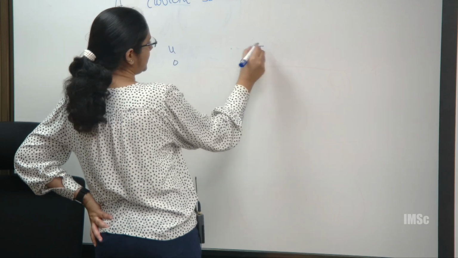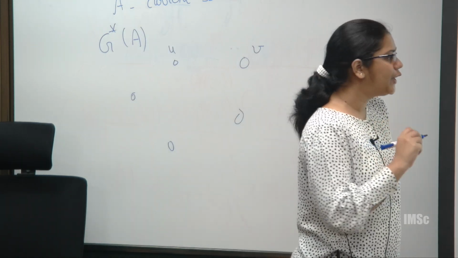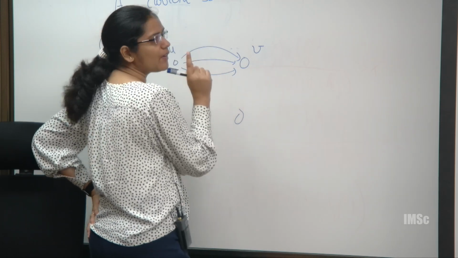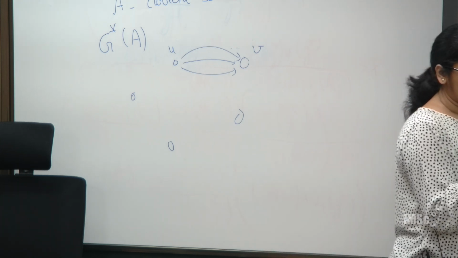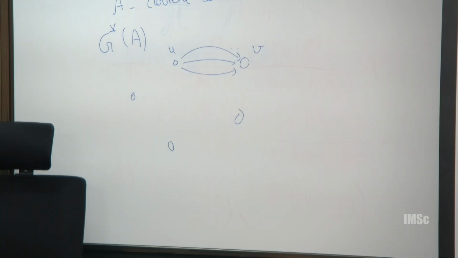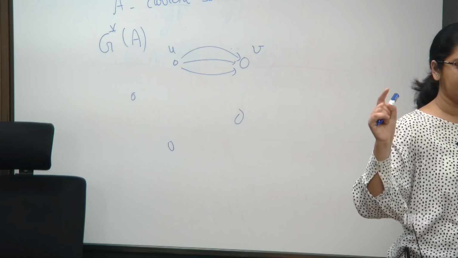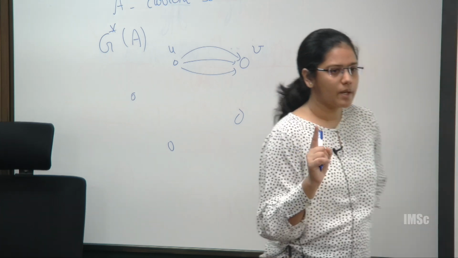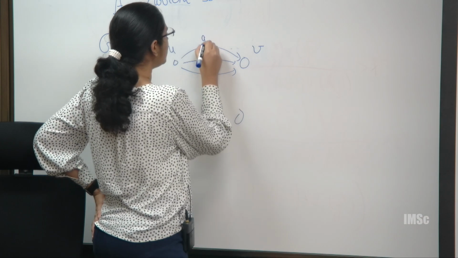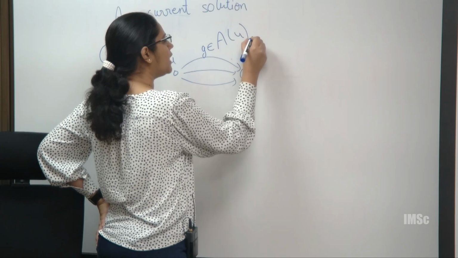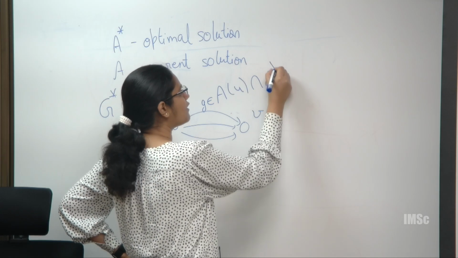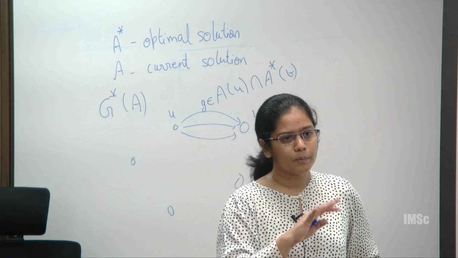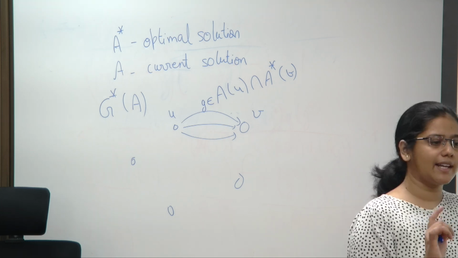So, I have some set of agents. Look at U and V. I draw arcs again, but how many? Look at the items which are currently allocated to U in A and to V in A star. Let us say g is a good which belongs to A(U) intersection A star(V). Then corresponding to this g, we have an arc from U to V. Is the construction of G star A clear?